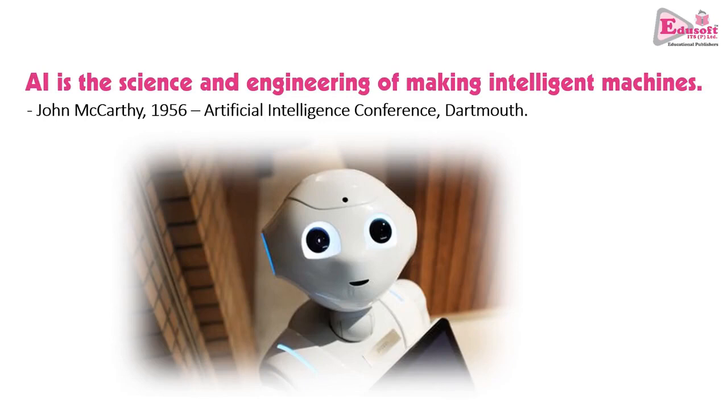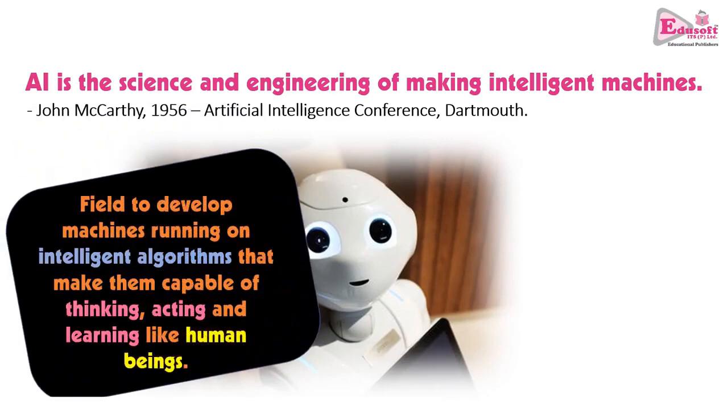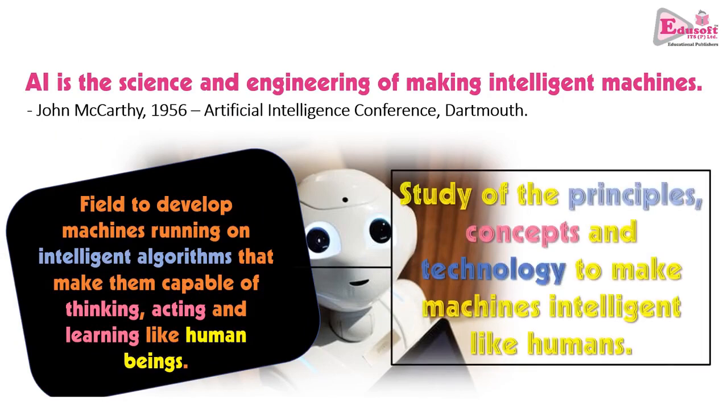This term was actually coined by John McCarthy in 1956 at the Dartmouth conference about artificial intelligence. That was the first conference, and this term was coined by McCarthy in that conference. Artificial intelligence is also a vast field where we develop machines running on intelligent algorithms. And what do those algorithms actually do? They make those machines capable of thinking, learning, and acting like human beings.